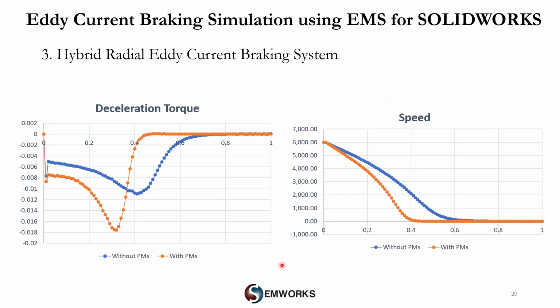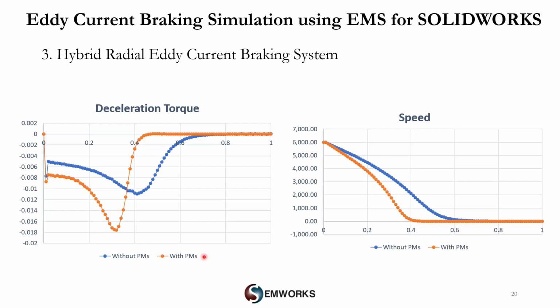So the deceleration phase is studied in both cases. We are studying now the deceleration phase for both cases, with and without permanent magnets. We can observe that with permanent magnets, the braking system takes less time to stop the rotating ring. This is the deceleration torque. This is the braking time and the braking torque of this system during the deceleration phase.